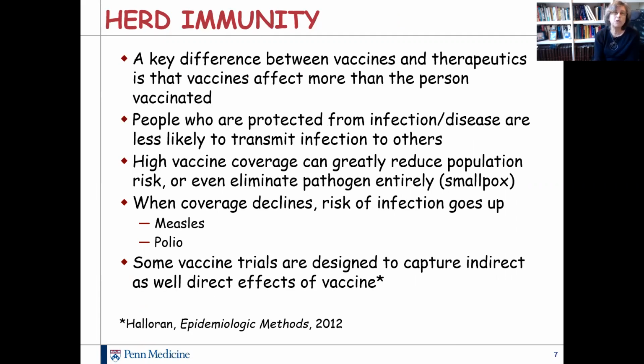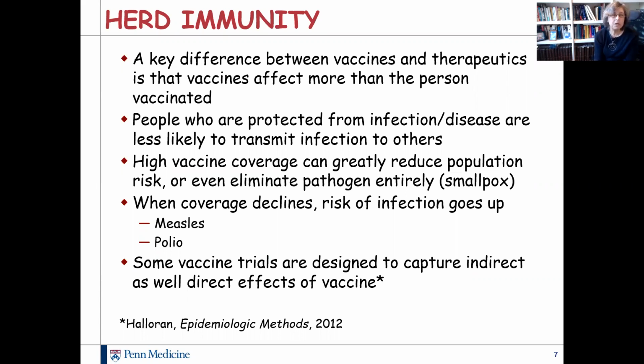Another important difference with vaccines is the concept of herd immunity. Vaccines affect more than the person vaccinated, because people who are protected from infection or disease are less likely to transmit infection to others. And when the vaccine coverage is high, the population risk can be greatly reduced. We've even managed to completely eradicate smallpox. We were very close to eradicating polio, didn't quite get there.